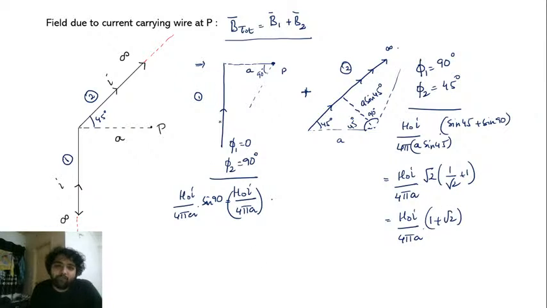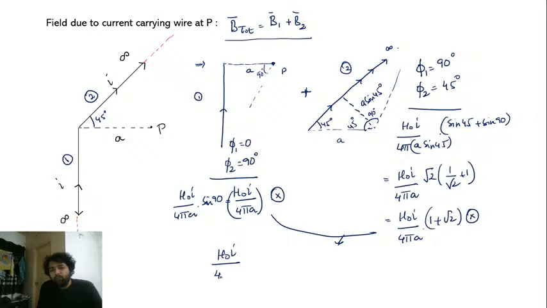And what is the direction? If you observe directions, everywhere the direction of thumb is pointing the same way, so everywhere it is inside. This is inside and this is also inside. So the total sum of both of them will be mu naught I by 4 pi a into 1 plus root 2 plus 1, which is equal to 2 plus root 2.